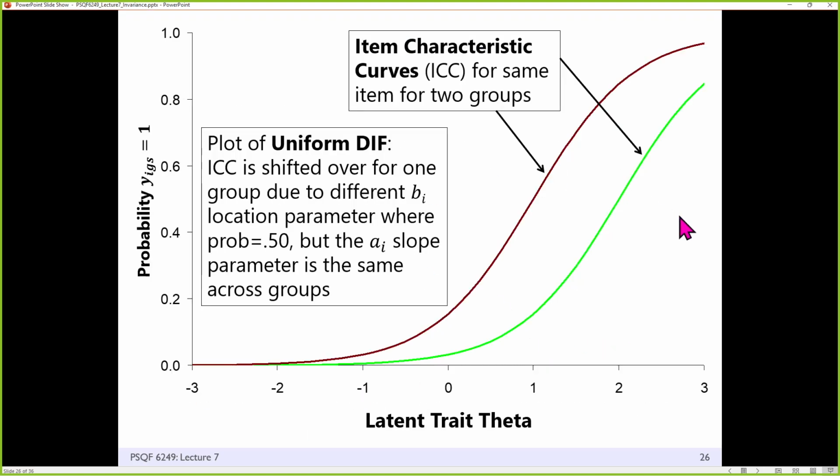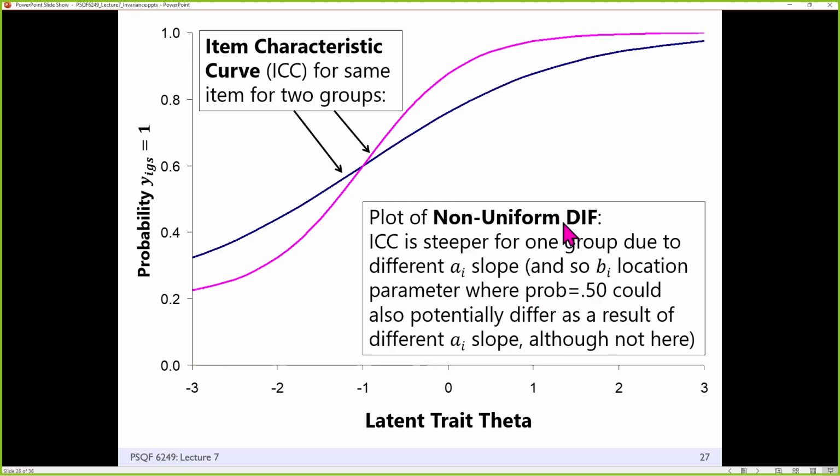So the same thing in pictures. This would be an example of uniform DIF if I have the same item for two different groups. The amount of trait that is needed to hit the 50-50 mark depends on which group you're in. So the green group needs more theta to be able to get to the same probability. Non-uniform DIF would just be different slopes. And if the slopes are different, potentially the B parameter might be different as a consequence of the different slopes.